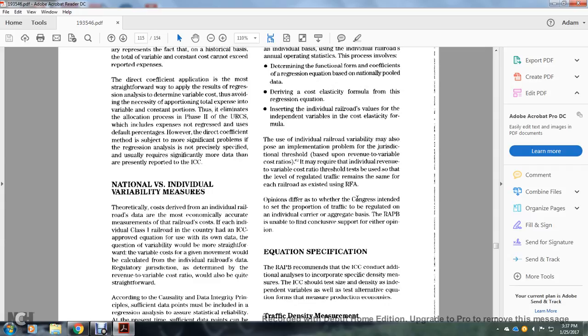Opinions differ on whether Congress intended the proportion of traffic to be regulated on an individual carrier or an aggregated basis. The Railroad Accounting Principles Board is unable to find conclusive support for either option.